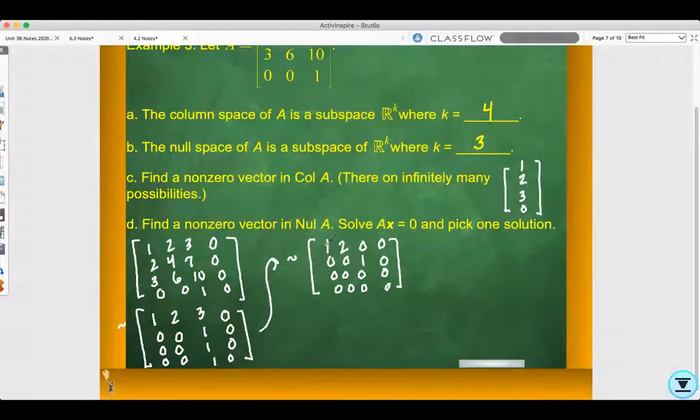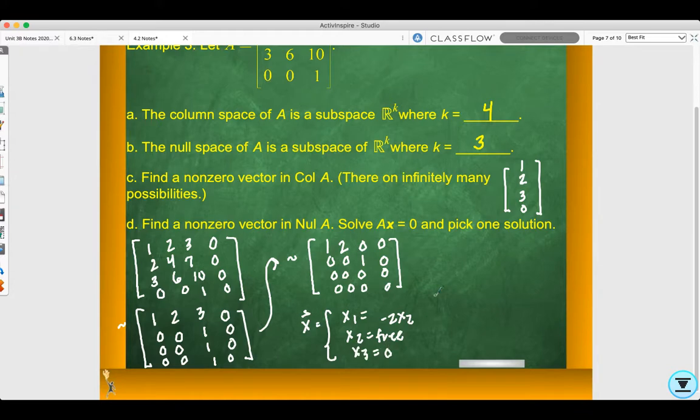So with this, we only have x1, x2, x3, okay? So x would equal: x1 equals negative 2x2, x2 is free, and x3 equals 0. Therefore, x would be x2 times negative 2, 1, 0. And x should have 3 entries, so that is our one solution, negative 2, 1, 0.